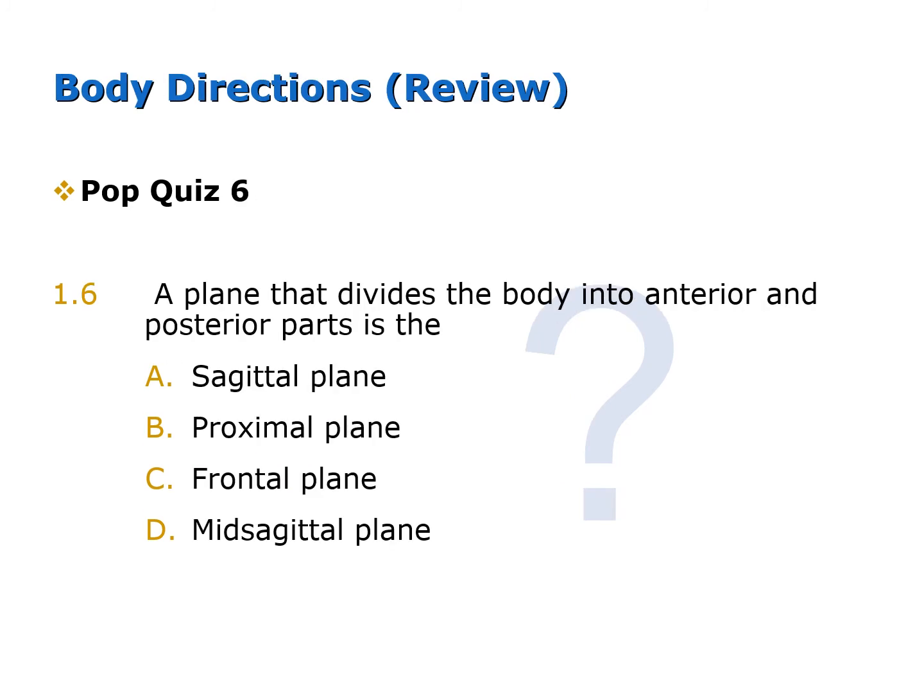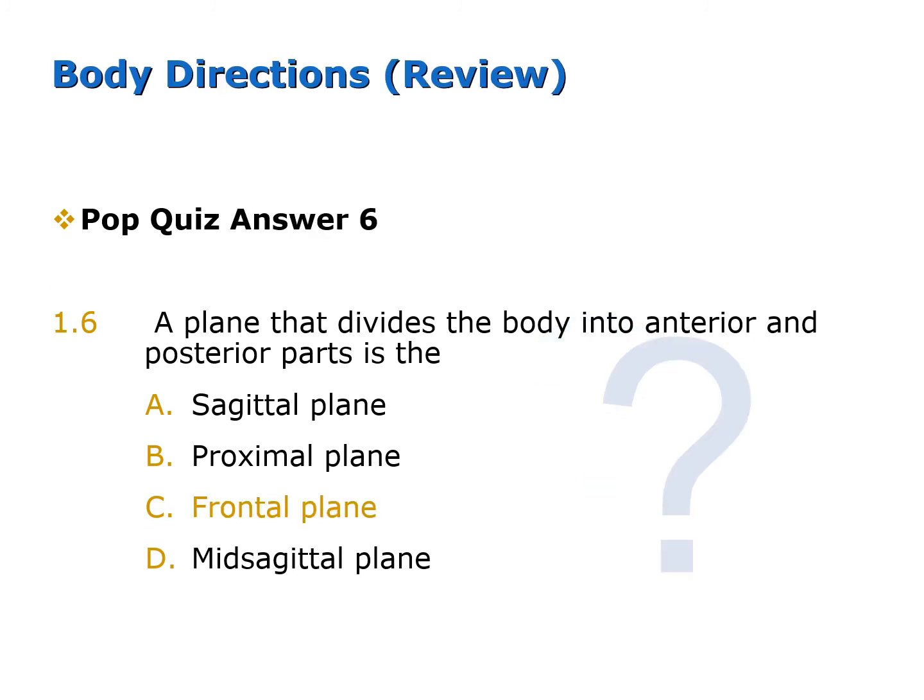Question number 6, a plane that divides the body into anterior and posterior parts is the A, sagittal plane, B, proximal plane, C, frontal plane, or D, mid-sagittal plane. The plane that divides the body into anterior and posterior parts is called a frontal plane, if you remember, or coronal plane.